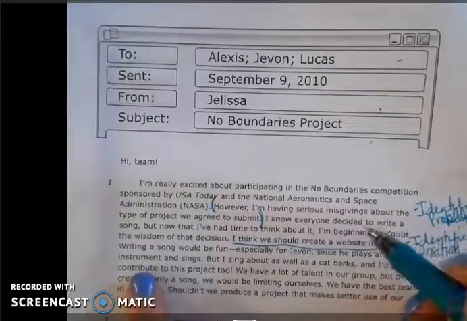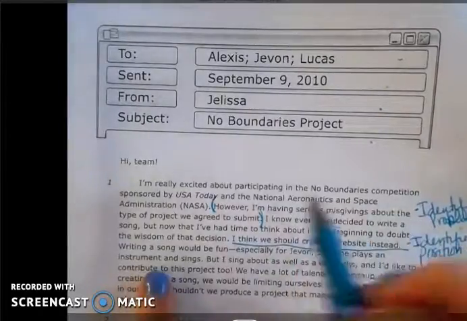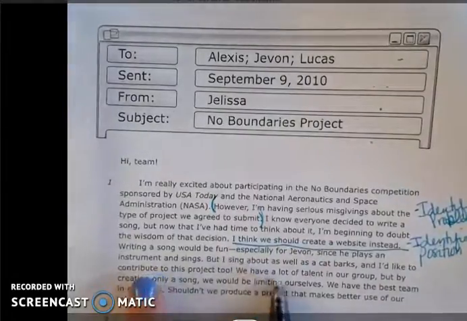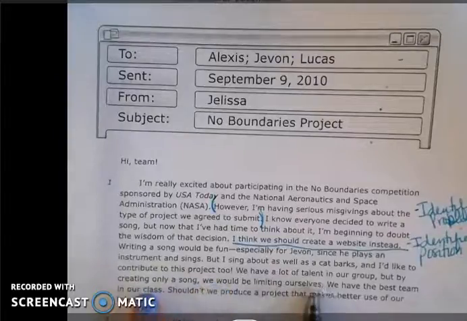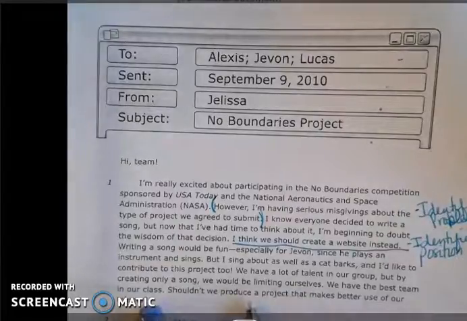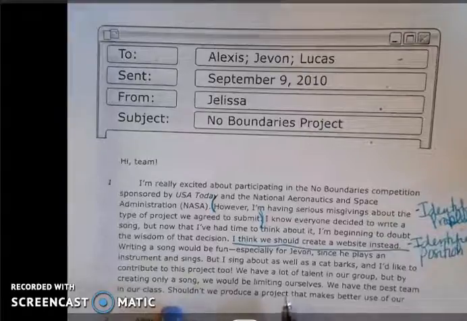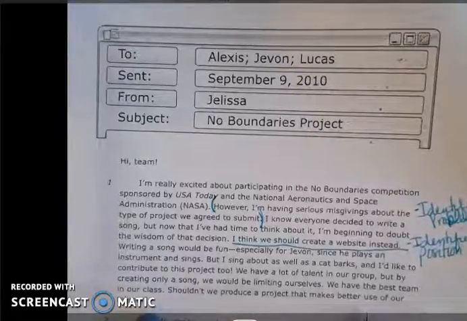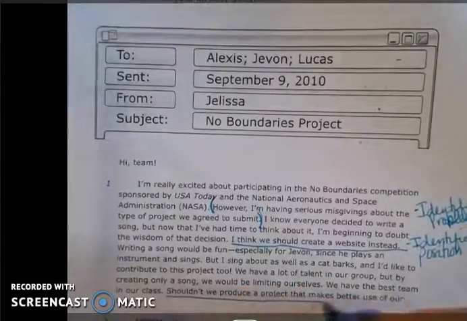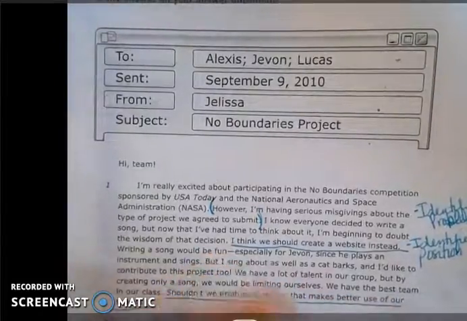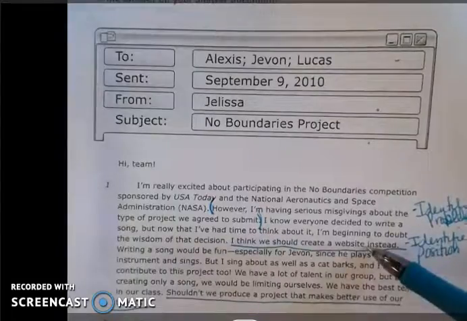Writing a song would be fun, especially for Javon since he plays an instrument and sings. But I sing about as well as a cat barks, and I'd like to contribute to this project too. We have a lot of talent in our group, but by creating only a song, we would be limiting ourselves. We have the best team in our class. Shouldn't we produce a project that makes better use of our talents? Okay, so I'm also noticing here that she's probably about to answer this question, and that's a way that she's going to get them to do what she wants as well.